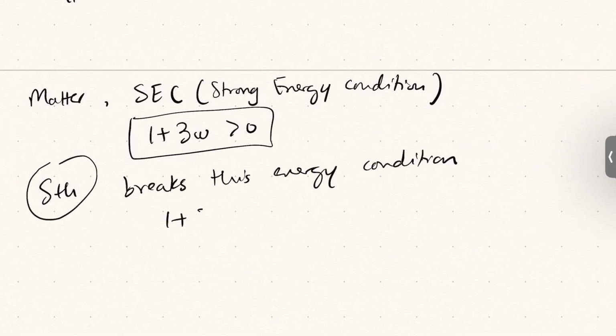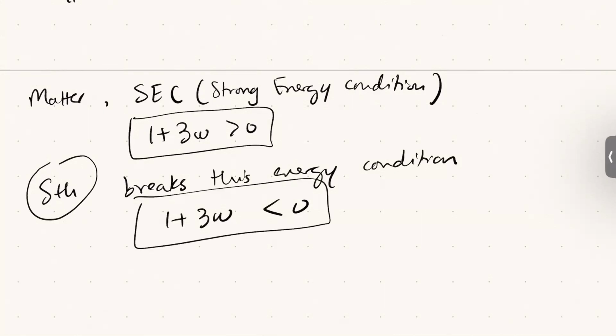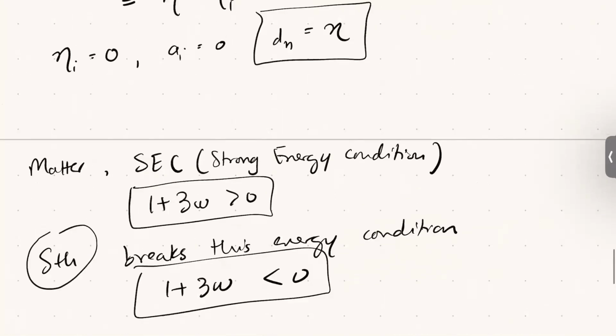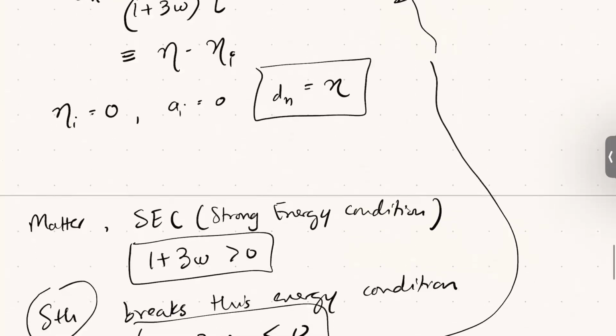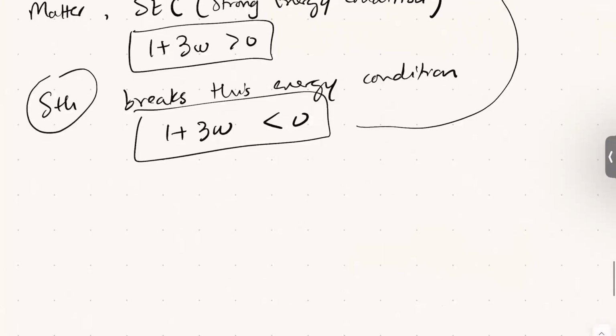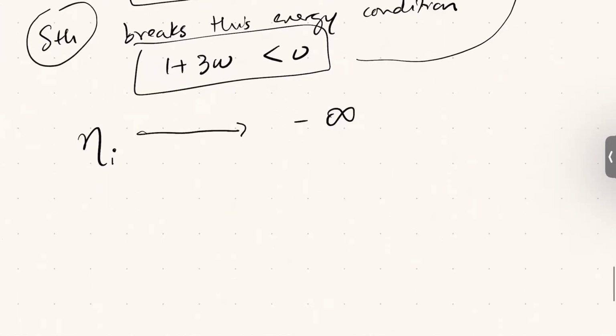So therefore, that means that 1 plus 3 omega is now negative. Okay. If you plug this in over here, you will see that eta I goes to negative infinity. And this is interesting because now I don't have a singularity at eta I equals 0, but eta I is basically shifted towards negative infinity, right? By breaking the strong energy condition.